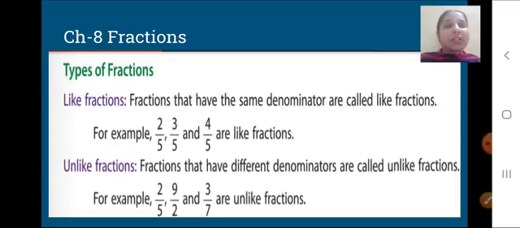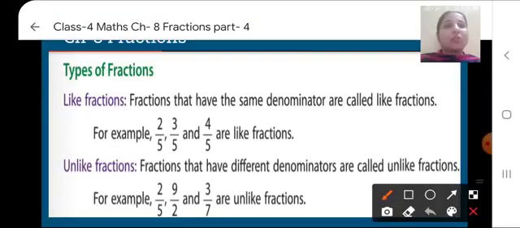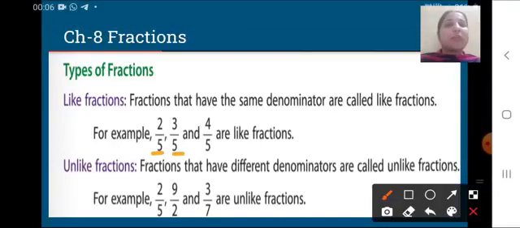Suppose two or more fractions are there and they have the same denominator. Then those types of fractions which have the same denominators will be called like fractions. For example, you can see here 2 upon 5, 3 upon 5, 4 upon 5. In all these fractions you can see the denominator is the same, that is 5. So this type of fraction which has the same denominator is called like fractions.